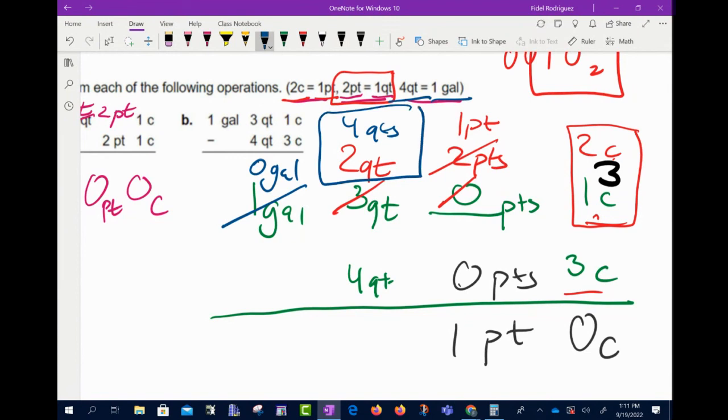So look, we're going to add these two together. 4 and 2 is going to give me 6. So right here, I really have 6 quarts. And 6 quarts minus 4 quarts should leave us with something like 2 quarts, right? And no gallons, right? We don't have any gallons. So no gallons, 2 quarts, 1 pint, no cups.